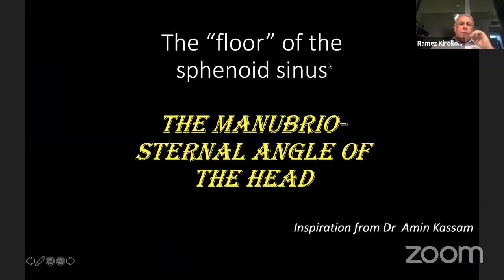So that brings us to the floor of the sphenoid sinus. You know, the manubriosternal angle is important in thoracic anatomy. There are a lot of landmarks: the trachea bifurcates, the thoracic duct emerges, the recurrent laryngeal nerve. So we use the floor of the sphenoid sinus. It's a concept inspired to us by Dr. Amin Kassam when he visited us for some courses in Cambridge.